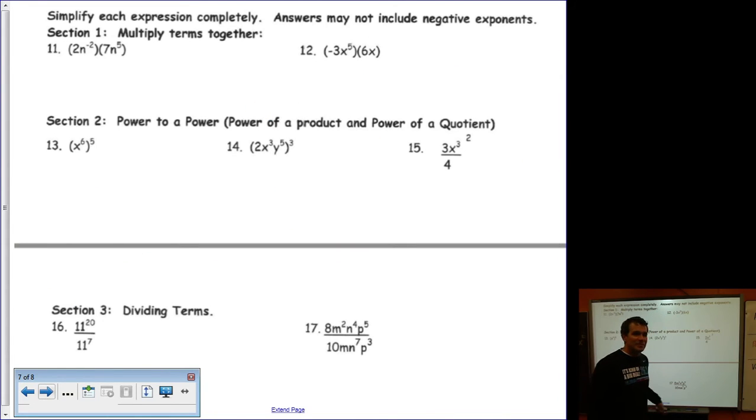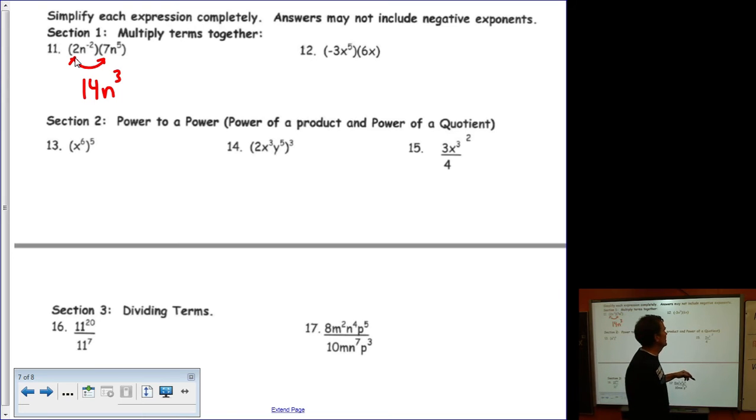All right, now we have some basic exponent problems. Here we are multiplying, number 11, we are multiplying these together. When you multiply the coefficients, 2 times 7 is 14, but you add the exponents. When you're multiplying, you add the exponents. -2 plus 5 would be 3.